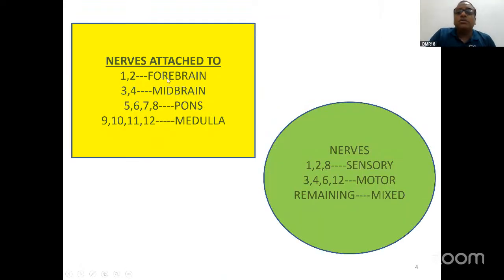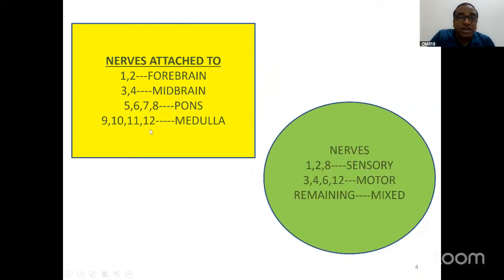So 1 and 2 start from the forebrain. 3 and 4 midbrain. 5, 6, 7, 8. 7, 8 facial nerve. Fifth is trigeminal nerve. If someone asks you where does the trigeminal nerve originate, it originates in the pons. Facial nerve originates in the pons.